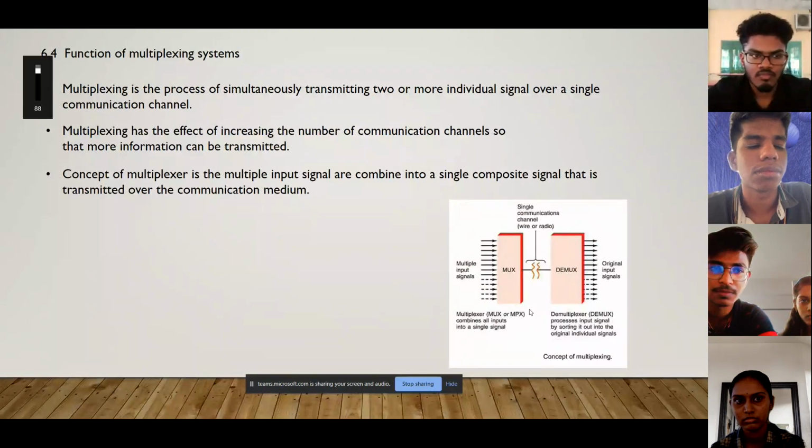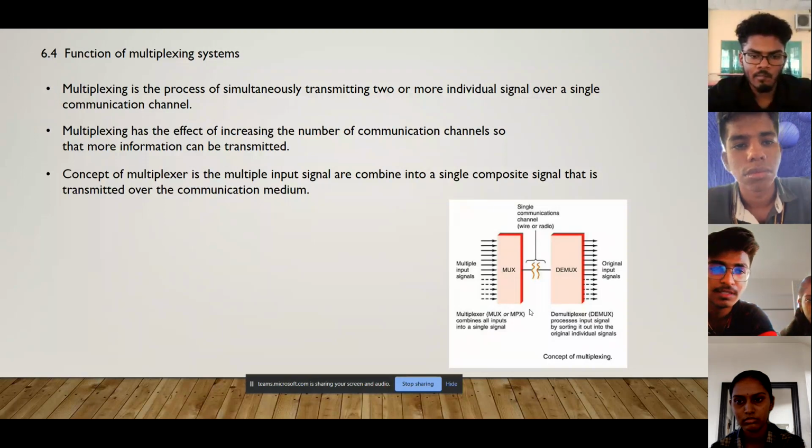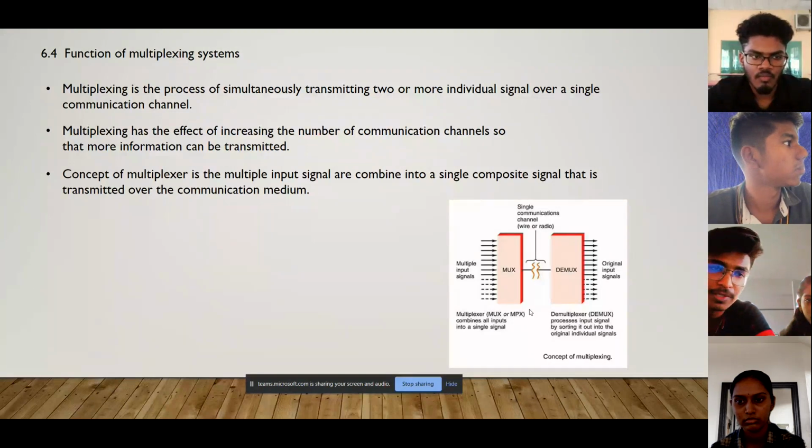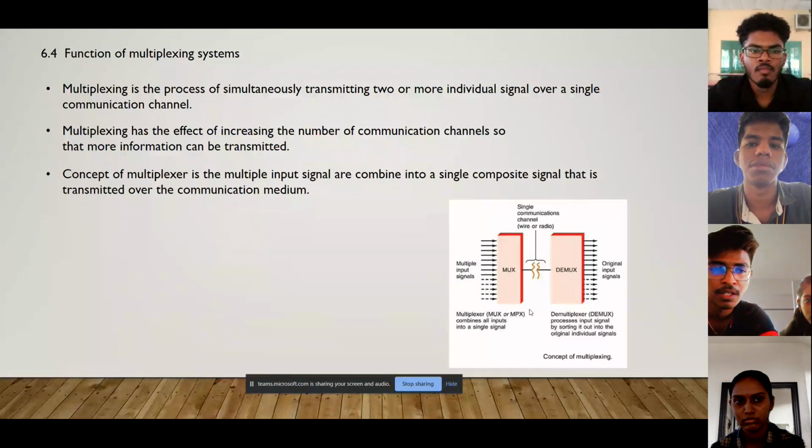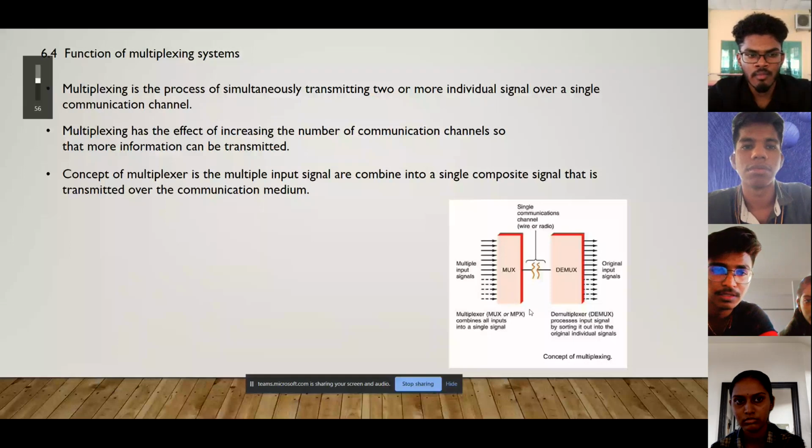Function of multiplexing systems. Multiplexing is the process of simultaneously transmitting two or more individual signals over a single communication channel. Multiplexing has the effect of increasing the number of communication channels so that more information can be transmitted through it. And lastly, the concept of multiplexer is that multiple input signals are combined into a single composite signal that is transmitted over the communication medium.